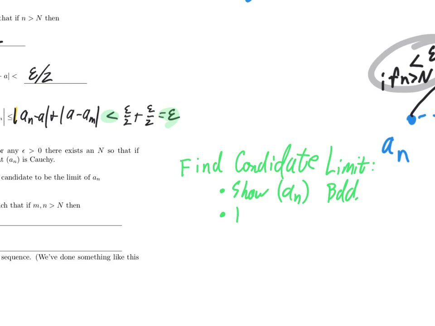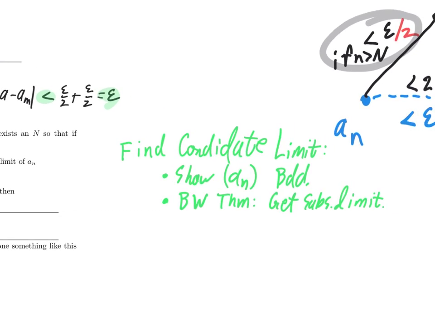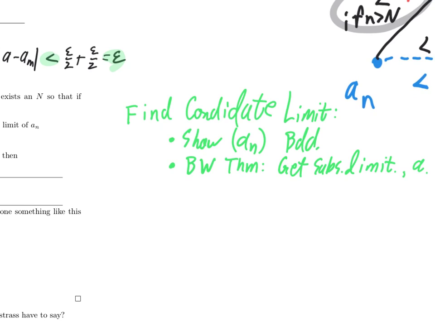Because if we can do that, then we can apply the Bolzano-Weierstrass theorem to get a subsequential limit. Notice I won't know what that subsequential limit is, but I'll know that it exists. If I know that it exists, I can call it a name. That subsequential limit will be a.